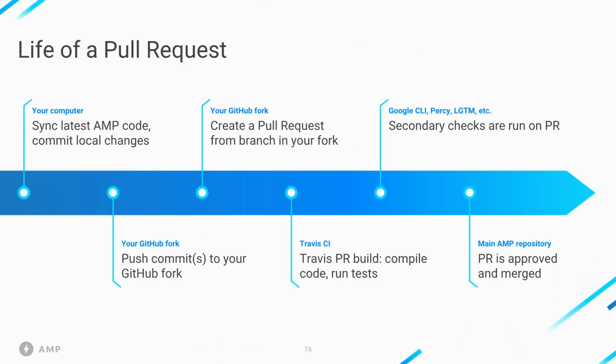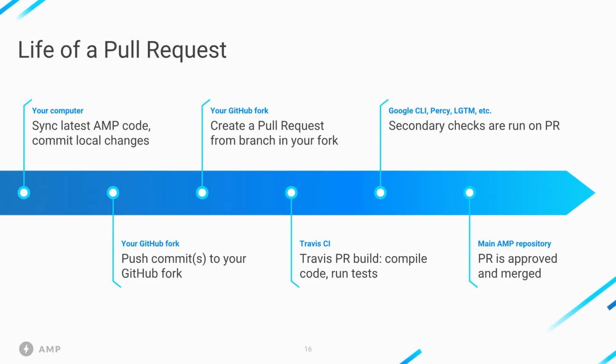In short, the timeline is as follows. The little blue text up top there tells you where this certain thing is going on. And obviously there's a flow. So let's start at the top. You start off having checked out a copy of the AMP code.